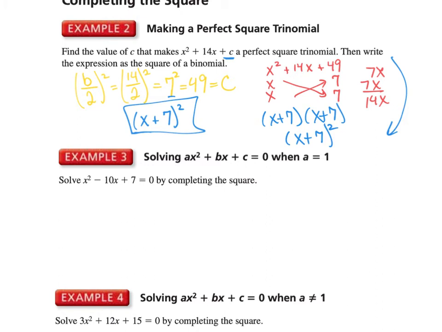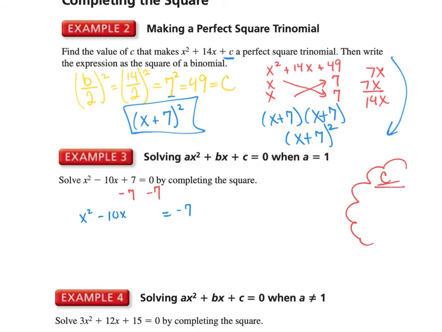All right, so we have x squared minus 10x plus 7 equals 0. Now here's the key. Always take the c and get rid of it, move it to the other side. It's not really necessary, but visually it helps out, okay? So minus 10x, leave room for your c value, equals negative 7. All right, so let's figure out our c value here.